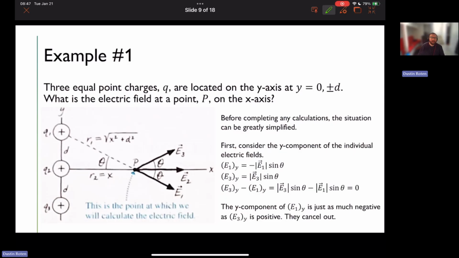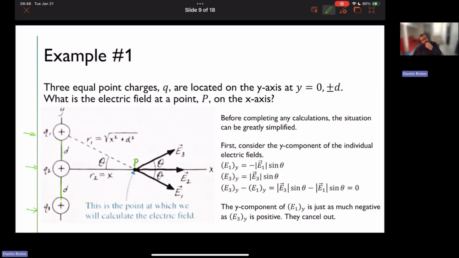All right. So let's talk through this one example here. There are 3 equal point charges, all of charge Q, and they're located on the y-axis at 0, 0, and then plus or minus some distance d. Okay, so we have those there. Here's my distance d on each one. Okay, so we've got that set up. Now, what is the electric field at point P on the x-axis? So that's over here.